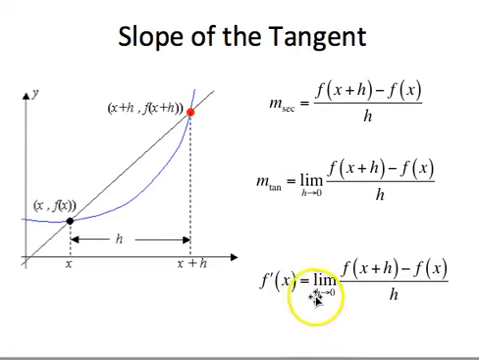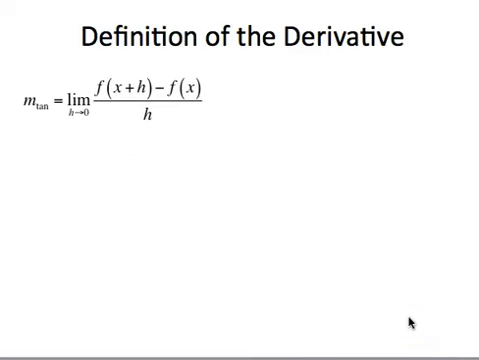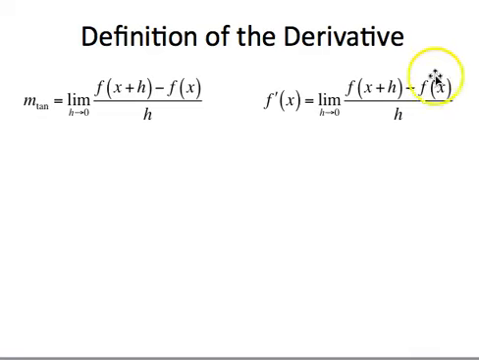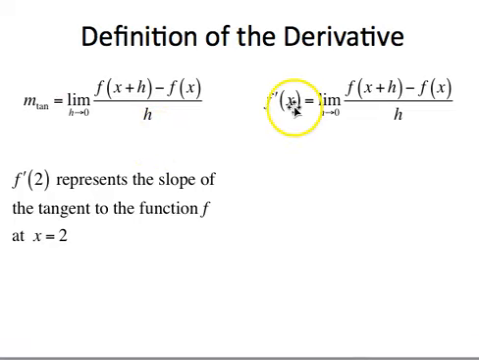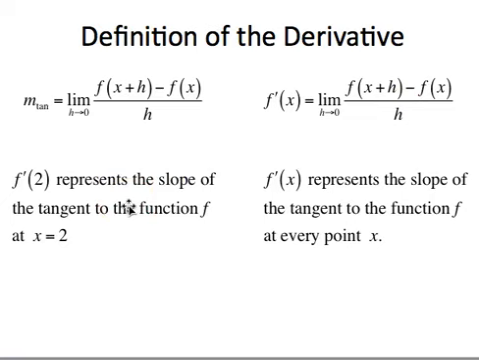The slope of the tangent is the limit as h goes to 0 of f of x plus h minus f of x over h. That is our definition of a derivative. And we say that f prime of x equals that, and it represents the slope of the tangent. Now f prime of 2, if we would plug 2 into that function, that would be the limit as h goes to 0, f of 2 plus h minus f of 2 over h. That gives us the slope of the tangent at 2. F prime of x gives us the slope of the tangent everywhere. So this is typically what we're going to find. We're going to find f prime of x, find the slope of the tangent for every point x. That'll be our derivative function, f prime of x.